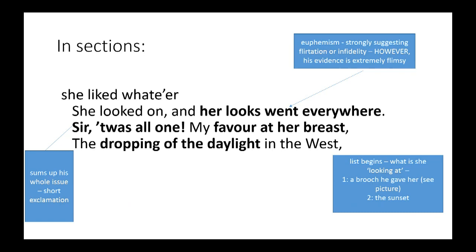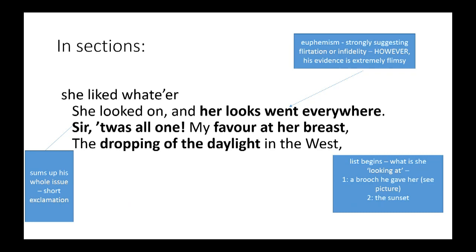All right, and now we're going to start a list. It's going to be a list of four things that she looks at. Let's see the things that he chooses to pick out that he feels either jealous or insecure about because she looks at them with admiration.